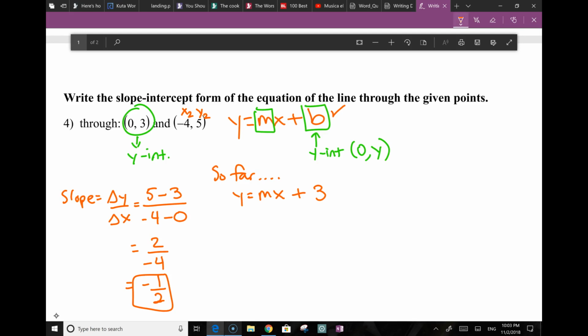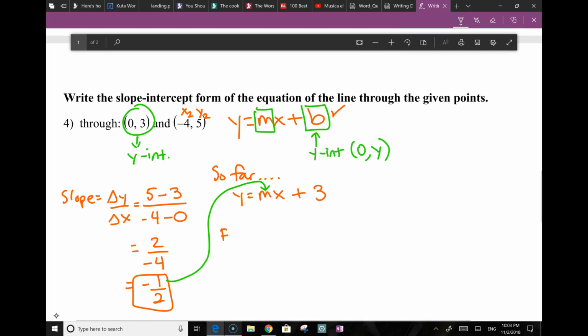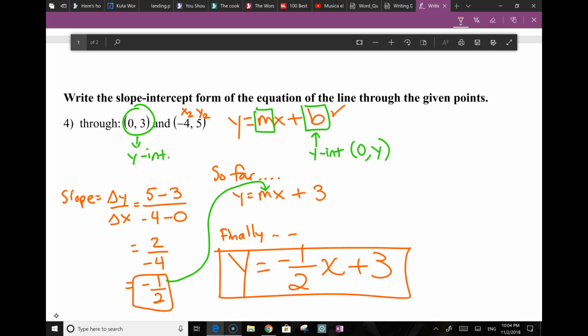So now this is going to go here, right in there. And when I replace it, I finish it. So finally, what I get is y is equal to -1/2 x plus 3. And that, my friends, is the end.